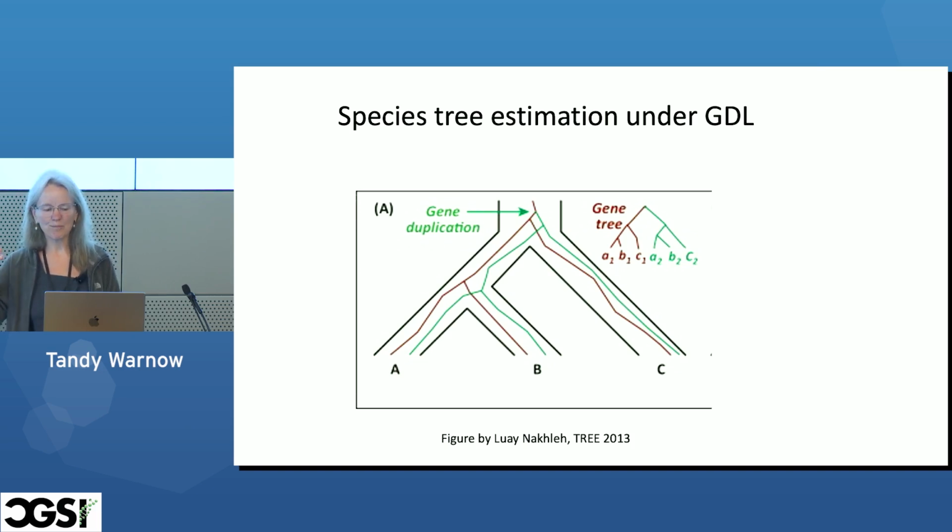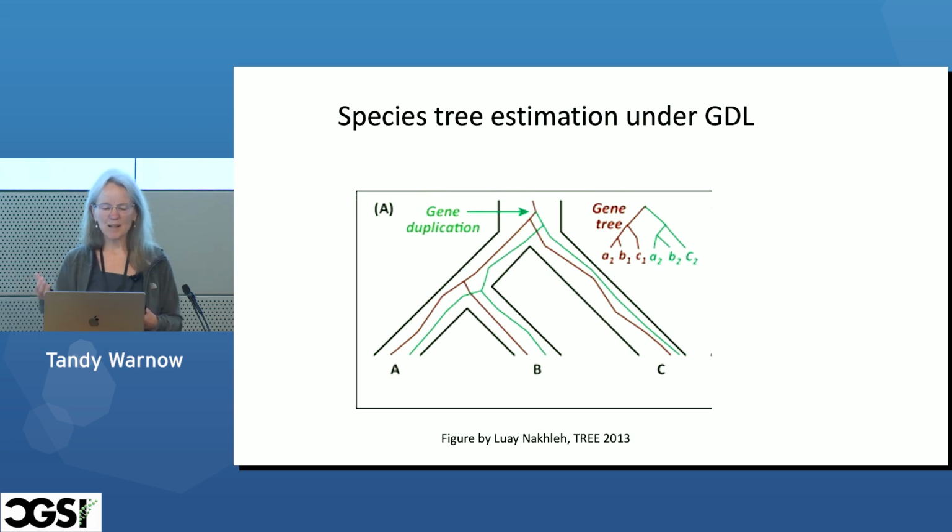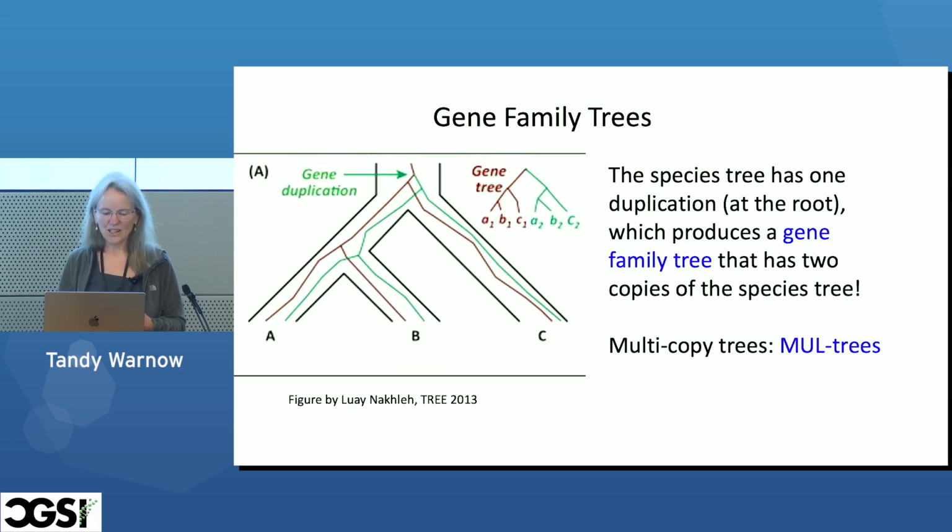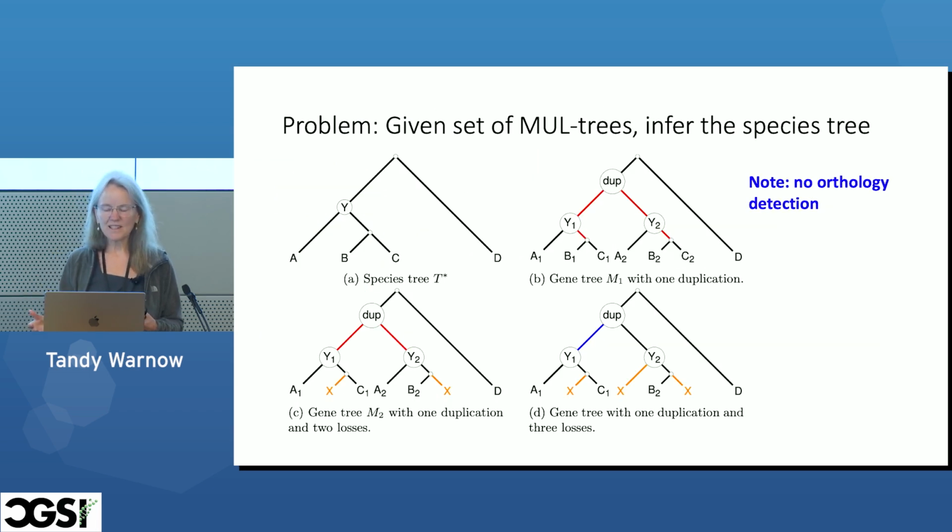But let me just talk to you about multicopy gene families. This is an example where you have a 3-leaf species tree, a single gene evolving down this species tree, and it's evolving with a duplication at the root, and then it just continues to evolve. The gene family tree looks like 2 copies of the species tree, okay? If you had the gene family tree, correct, that's what it would look like. So you can have multiple copies of the leaves, and these are called multrees. Multi-copy trees, multrees, also called gene family trees. The problem is given a collection of these multrees to estimate the species tree.